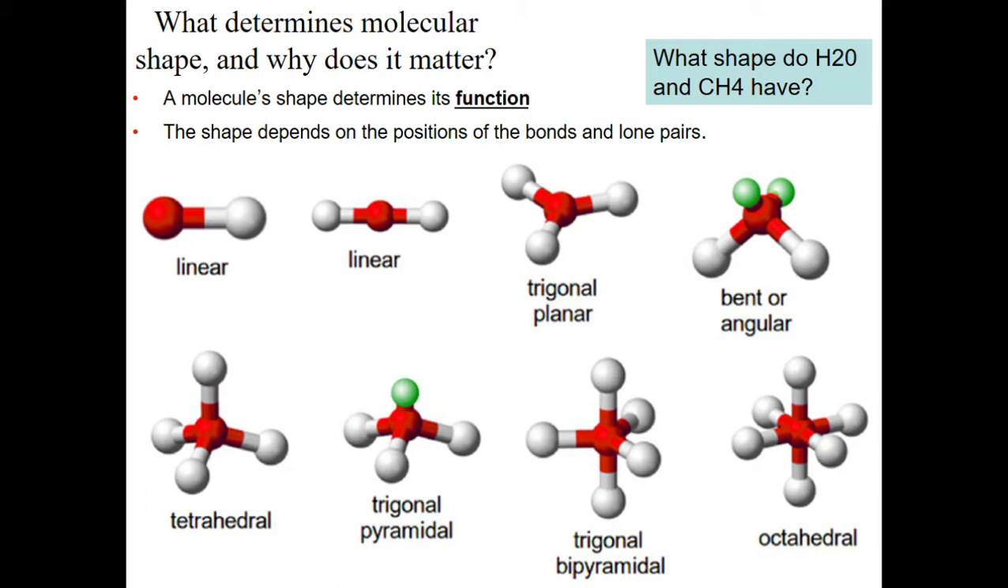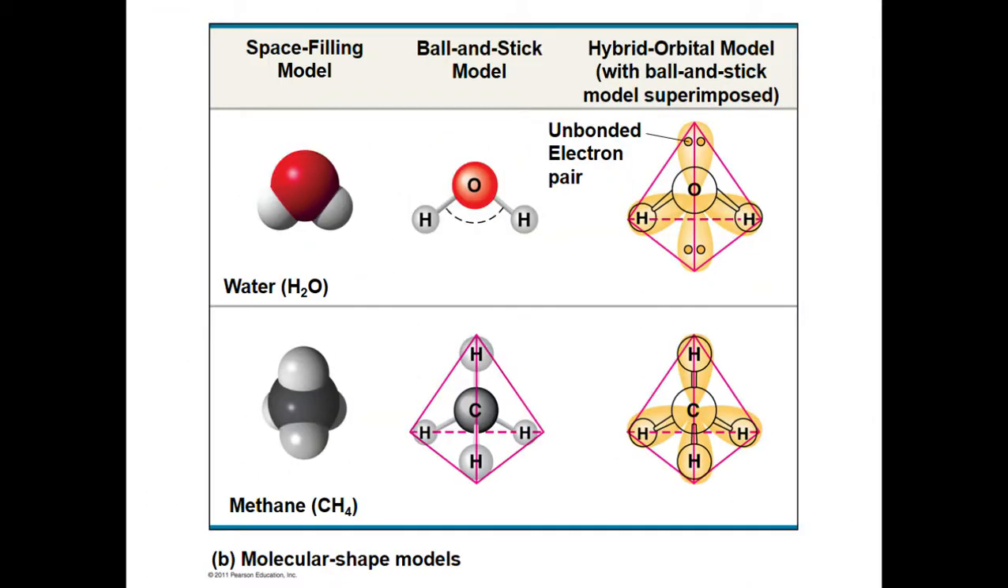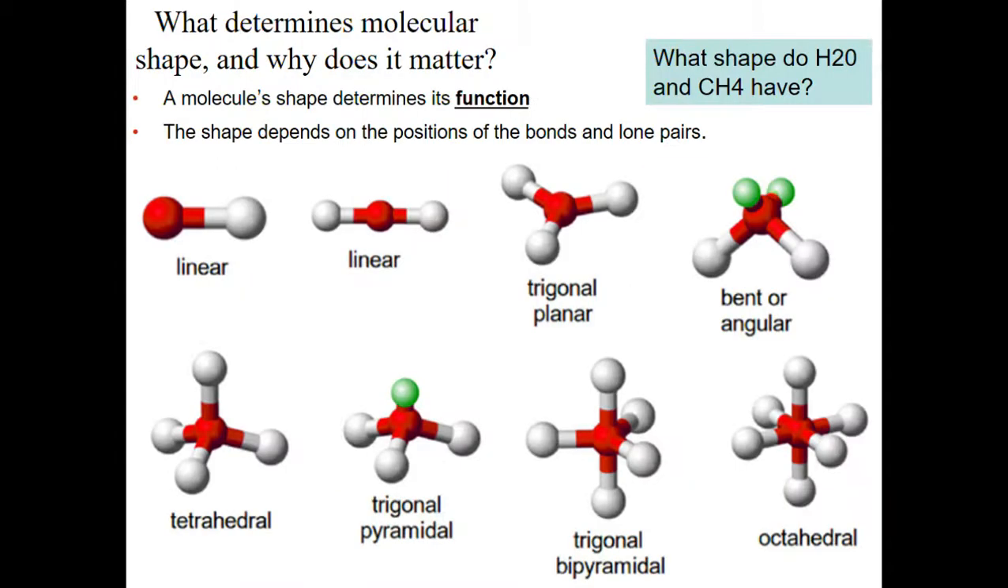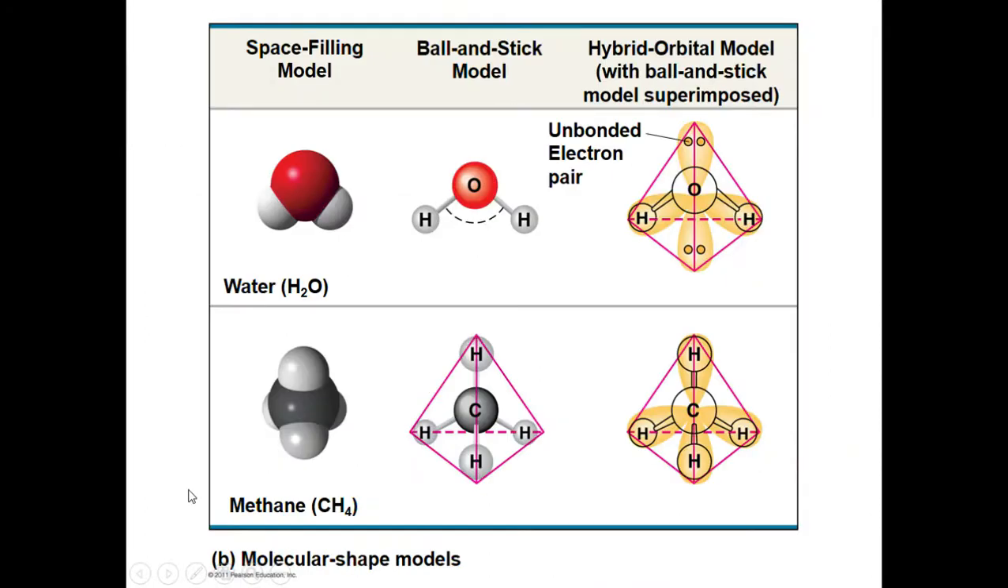So if we come back to our notes, we can say that water is going to be bent, whereas methane, CH4, is going to be tetrahedral. And this is going to determine their function.